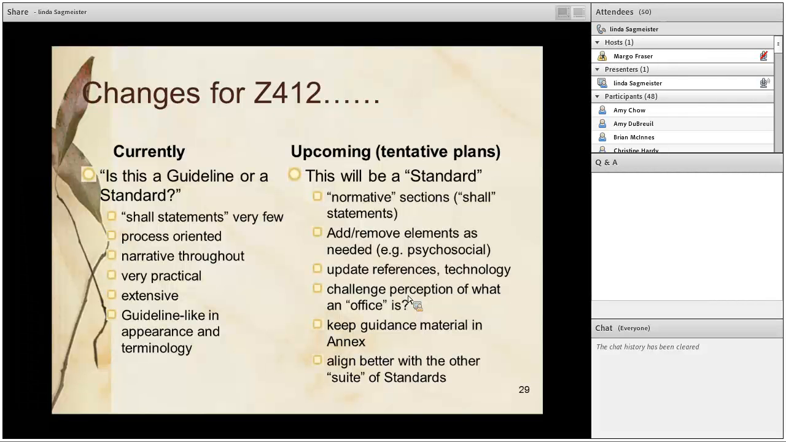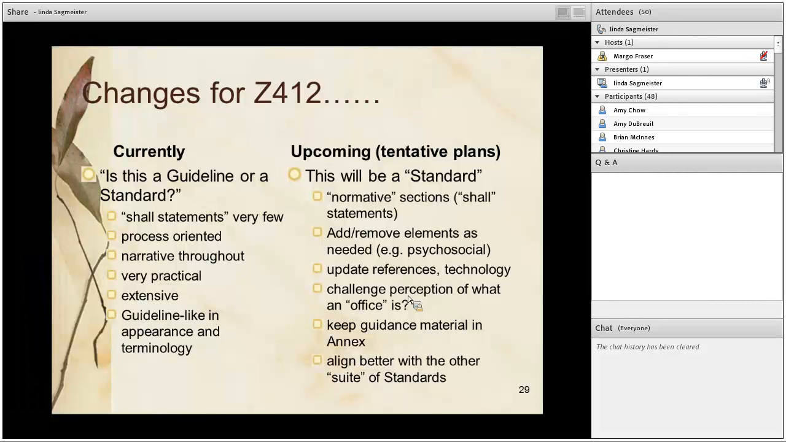What we hope to do is to keep an annex at the back, or appendix, same thing, to keep the guidance material in one of those sections so that we don't lose this really valuable, practical, hands-on, step-by-step approach that we're looking at in Z412. But the standard part itself will probably be fairly short and to the point.